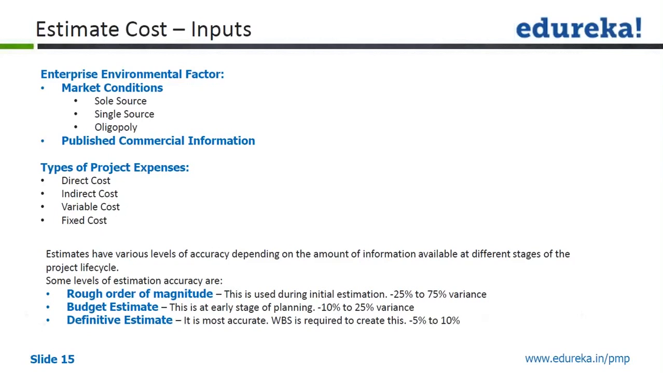The amount of time for which you are using that resource can make it a variable cost. So that is the example of types of project expenses.